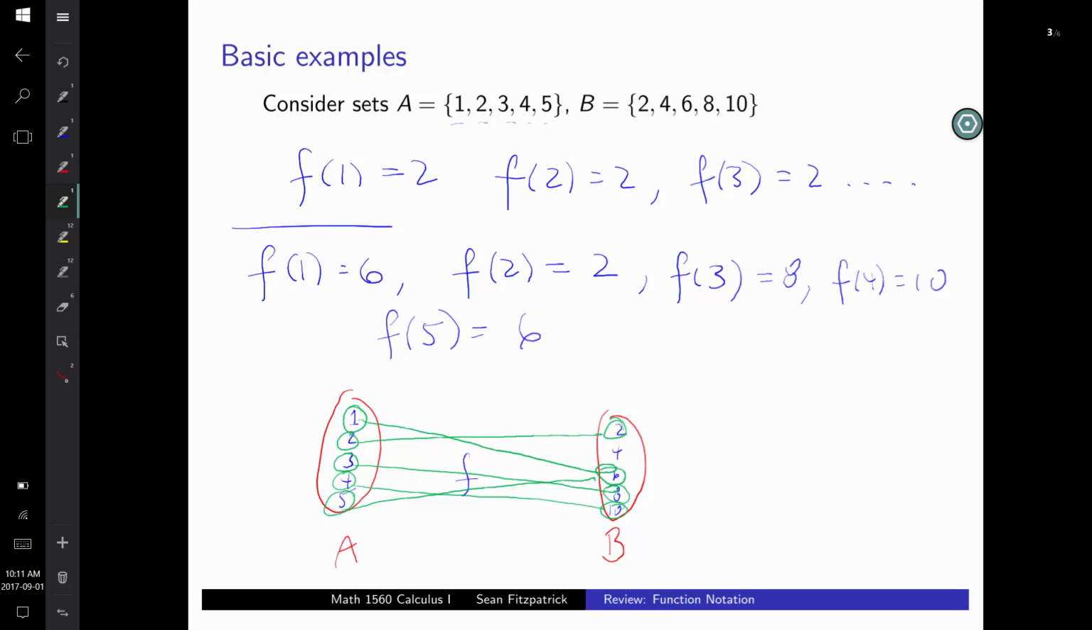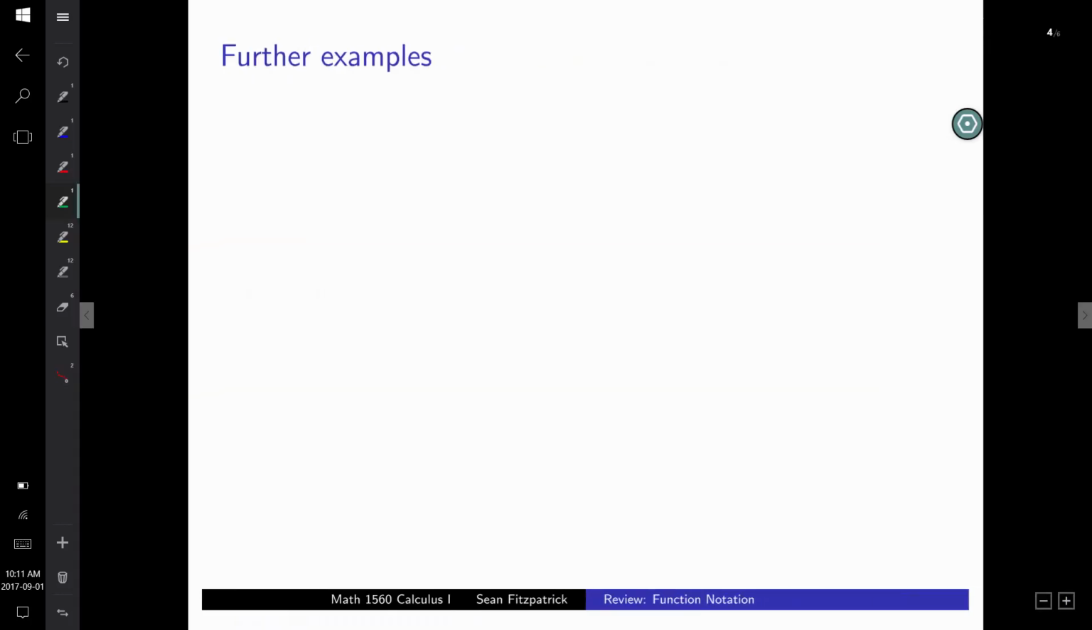The only thing that we couldn't have is another line coming out of 1. If 1 was going to 2 different things, then we'd be in trouble. We wouldn't have a function anymore. But that gives us a basic example of a function, okay?